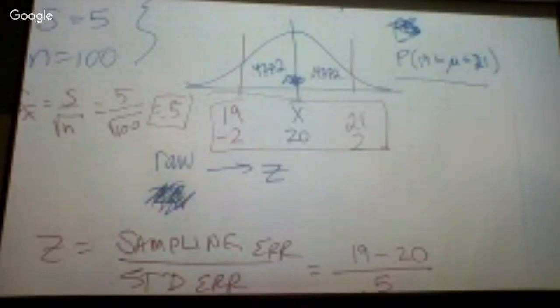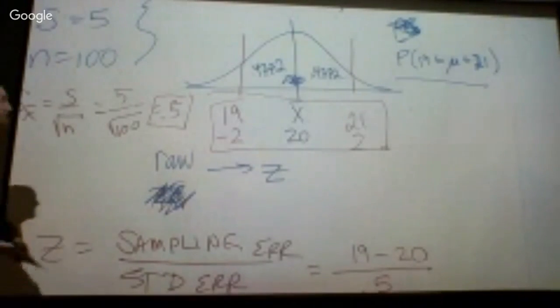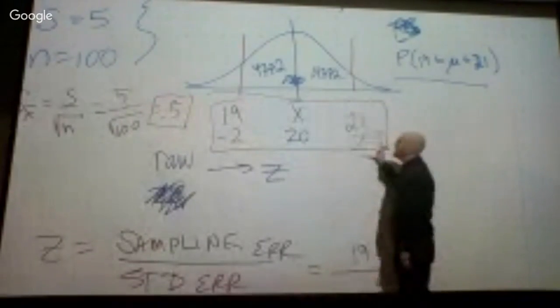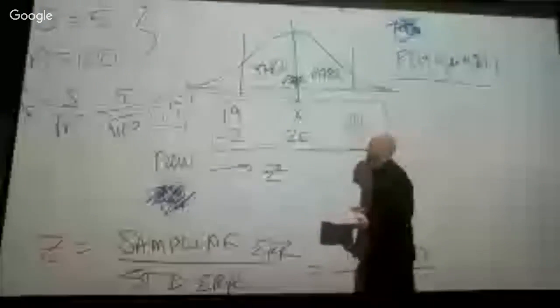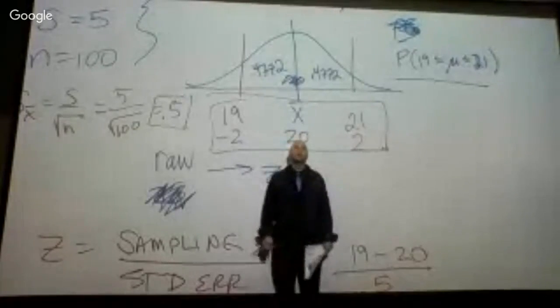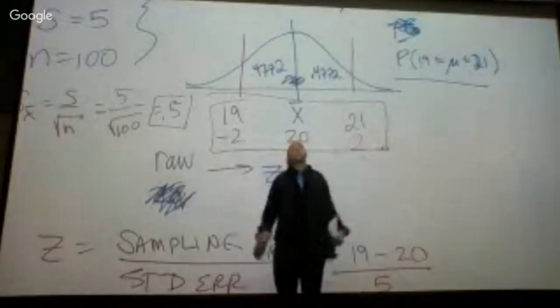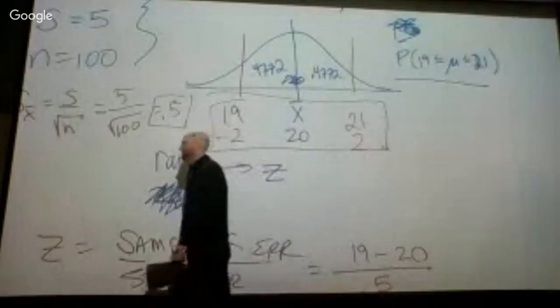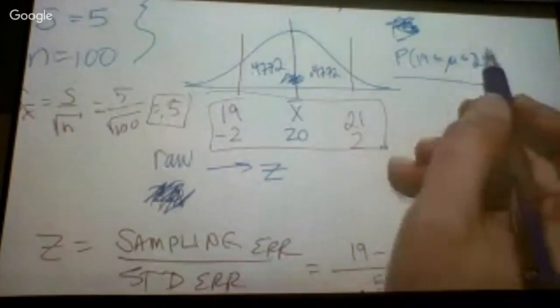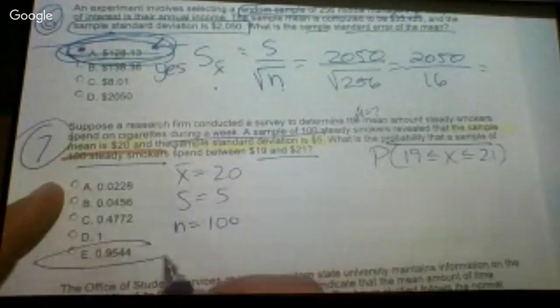Around 95%. We've actually set ourselves up here by saying, for this sample size of 100, 21 is 2 standard error units above the mean, and 19 is 2 standard error units below the mean. We're back to the empirical rule. About 95% confidence, the probability that the sample of 100 steady smokers spends between 19 and 21 is about 95%.